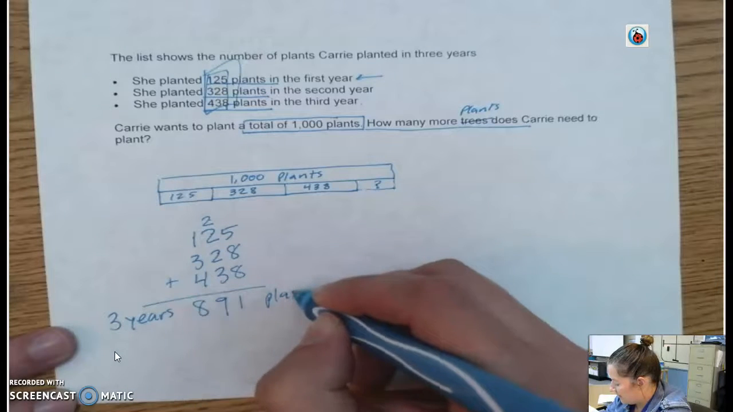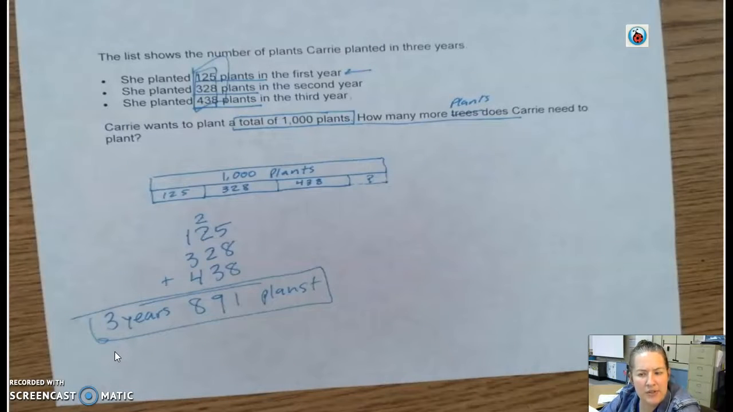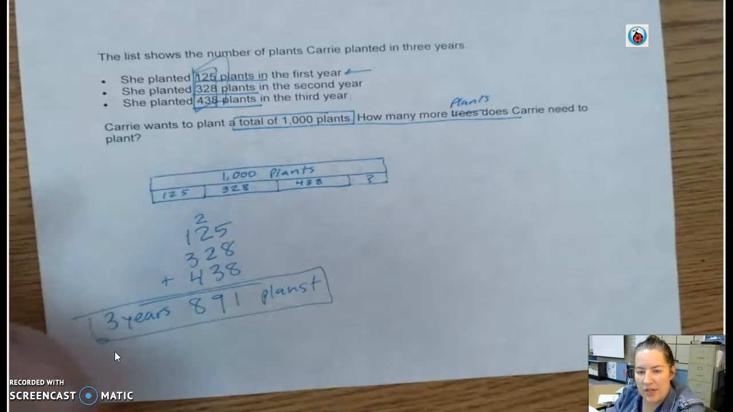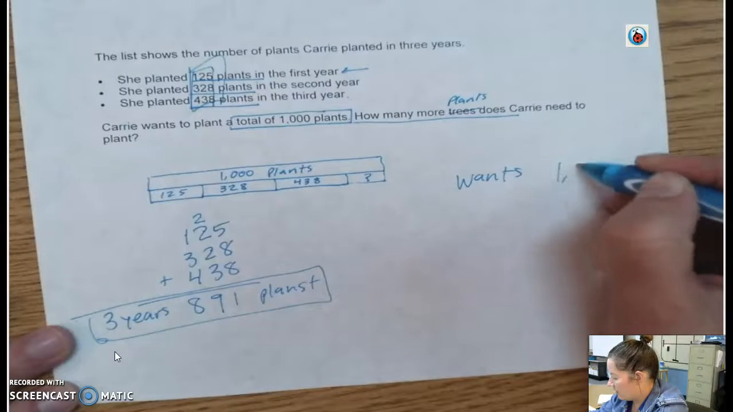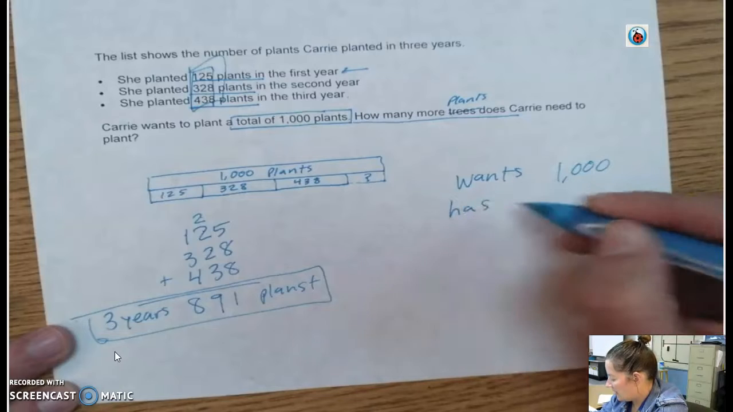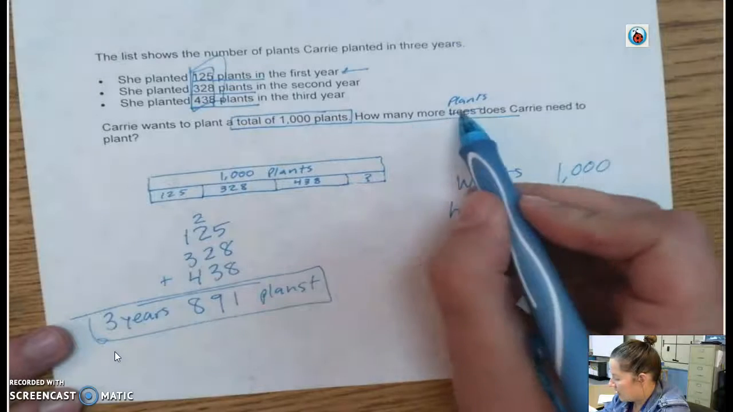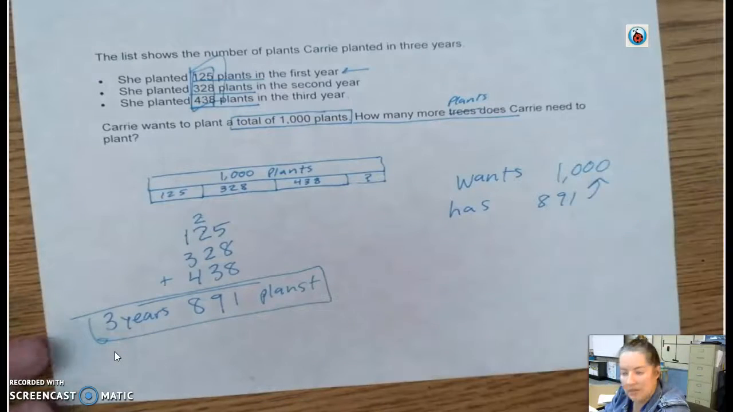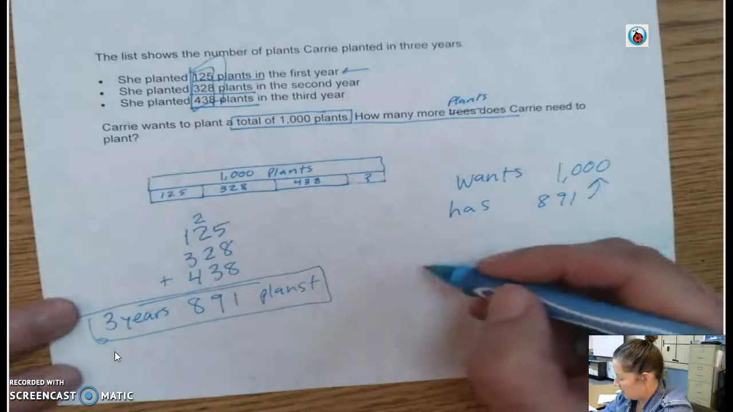this many plants, right? Is that what the question is asking? How many she's planted in 3 years? No, you have to look back at the question. So she wants 1,000. She already has 891. The question is asking, how many more does she need in order to reach this goal? How would we figure that out? She wants 1,000. She already has 891. How many more does she need in order for her to reach that goal? What would we do? We're going to subtract them, right?